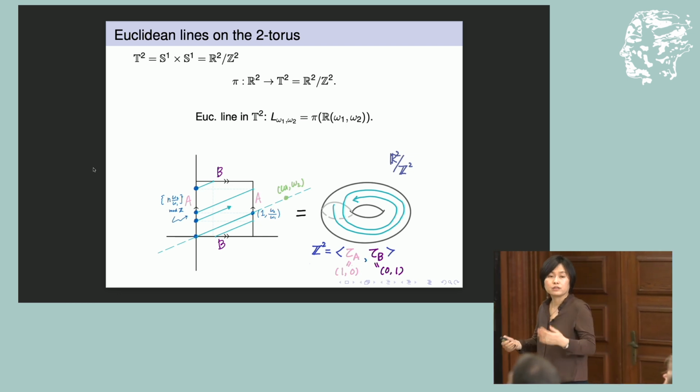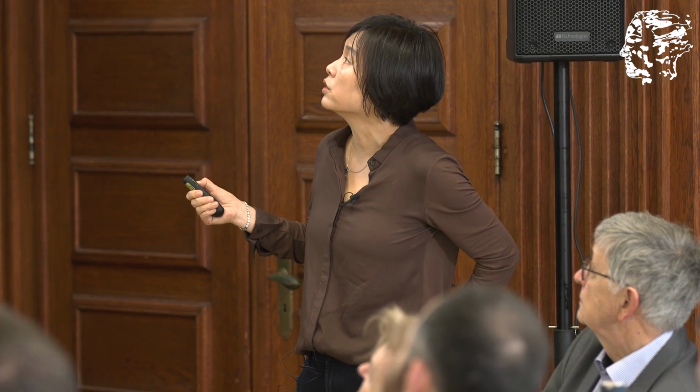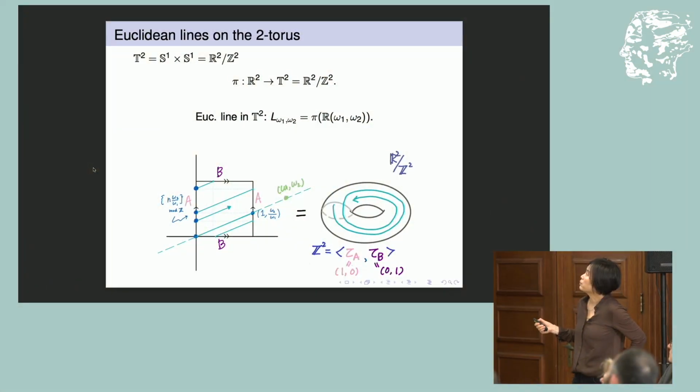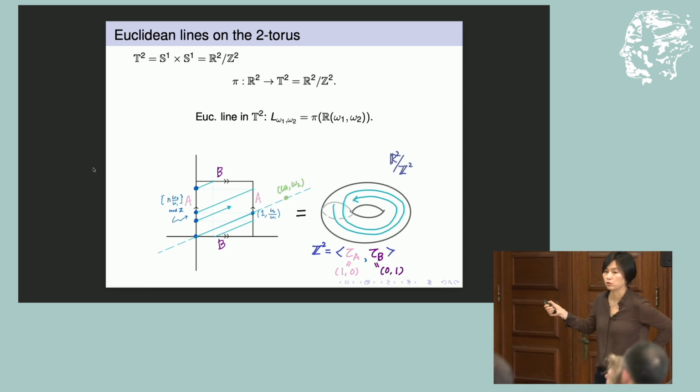I need to know what a Euclidean line is to define what this Euclidean traveler means. In R2, in the plane model, we know what a line is. By a Euclidean line in the torus, we simply mean the projection of a Euclidean line in R2 to T2. For any point omega 1, omega 2, I'm going to denote by L sub omega 1, omega 2 the projection of the line connecting the origin and this point. So I have this line in R2, and L sub omega 1, omega 2 is the projection of this line under the quotient map R2 to R2 over Z2.